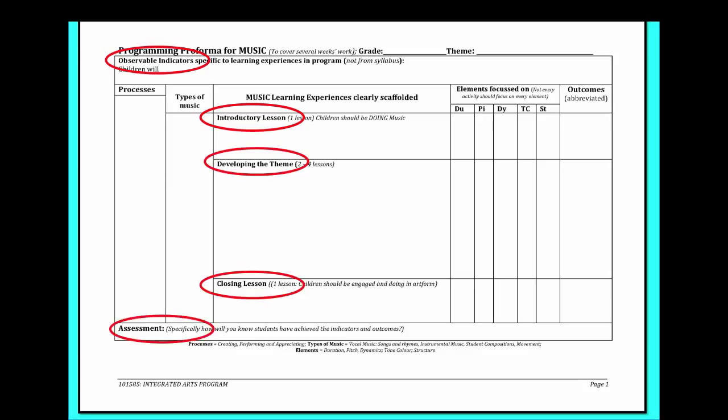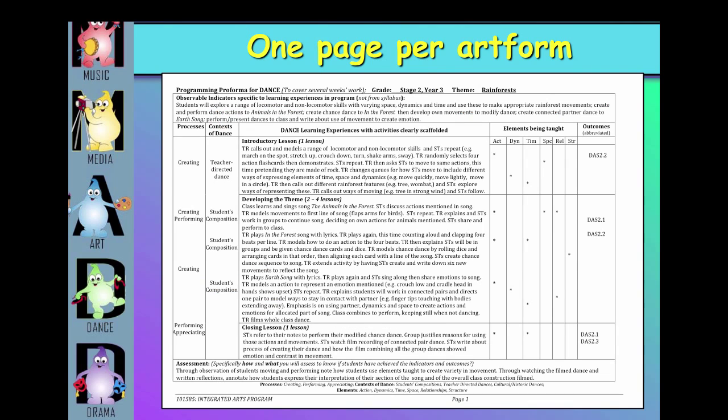Here's an example of the programming pro forma. It's blank, obviously, at present, so you can see we have the observable indicators, introductory lesson, developing the theme, the closing lesson, and the assessment. The elements, duration, pitch, dynamics, tone colour, and structure, must link specifically to the music learning experiences in the main part of the pro forma. You must list them in the learning experiences and then tick them off in the right-hand columns. Abbreviate the outcomes for ease of writing, and then you can refer back to them at the beginning of your assignment where they're written out in full.